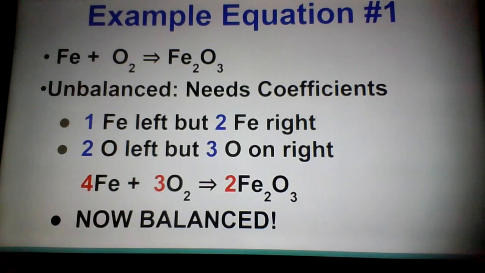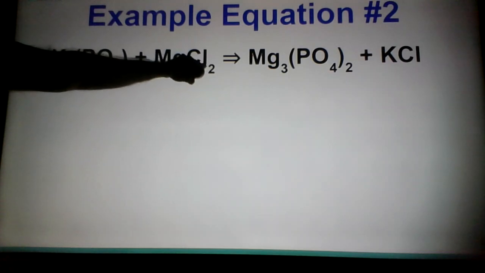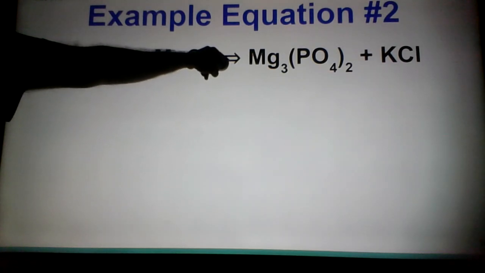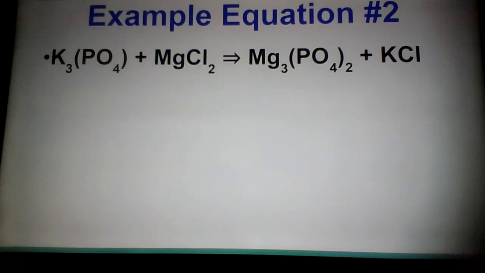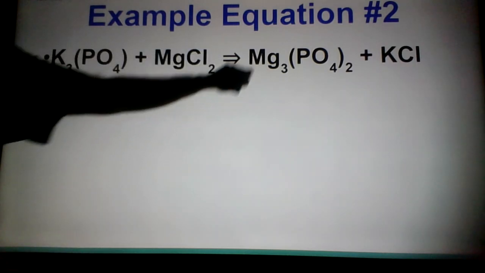Ready? Very close to the end here. Let's read this. Potassium phosphate, polyatomic ion, plus magnesium chloride. Okay, you can say pretty much anything for the arrow. In this case, I'll say recombine to form. So potassium phosphate and magnesium chloride recombine to form magnesium phosphate and potassium chloride.